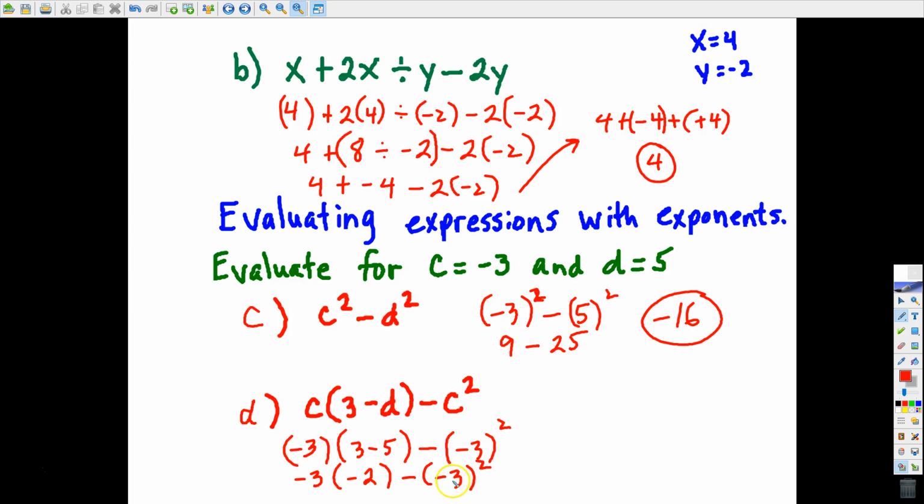Okay, the next letter of PEMDAS is the E for exponents. So I'm going to take care of negative 3 squared, and negative 3 squared is 9. All right, and then the next part of PEMDAS is multiplication and or division from left to right. There is no division, but we do have multiplication. Negative 3 times negative 2 is 6. Bring down minus 9. And now we're left with the operation subtraction. 6 minus 9 is negative 3. And that's my answer for letter D.